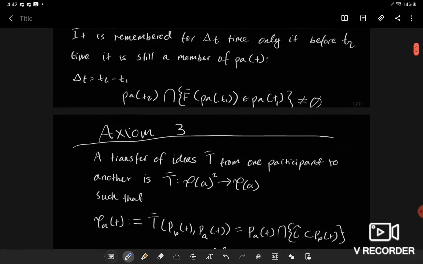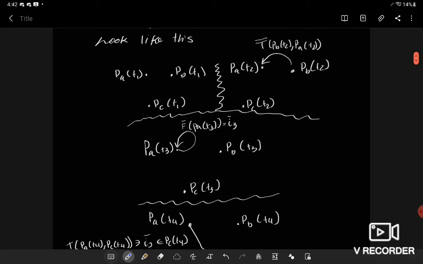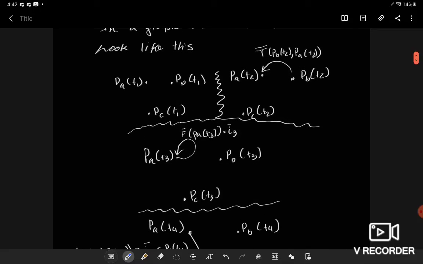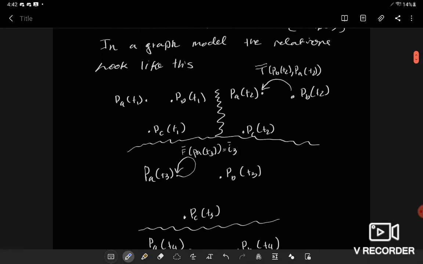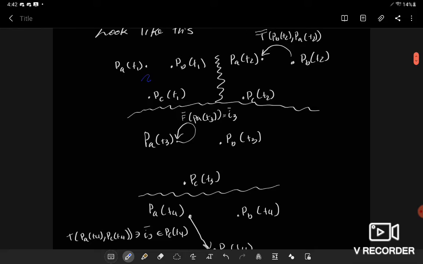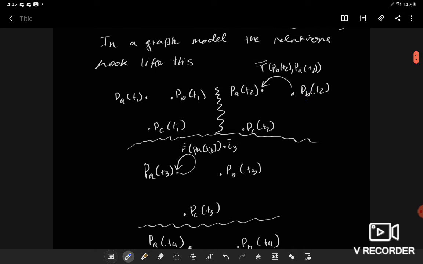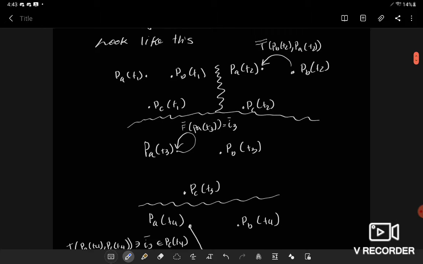So with these three axioms, we can model how ideas propagate in a system. And how this would play out in a graphical model is, at T1, which is at a certain time, nothing is happening. These participants aren't actually interacting with each other. But at T2, there does exist an interaction because there exists a function that maps PB to PA. And in this interaction, PB is transferring some information to PA.